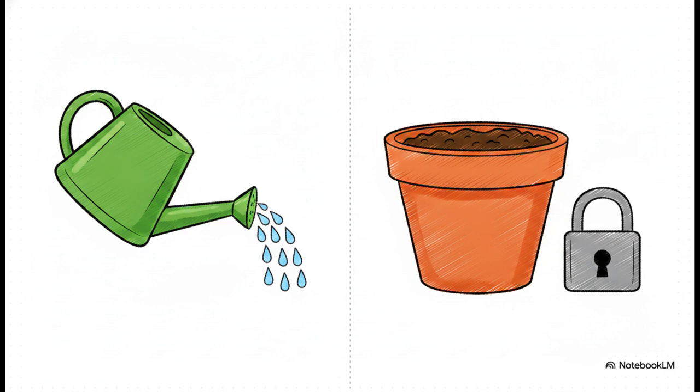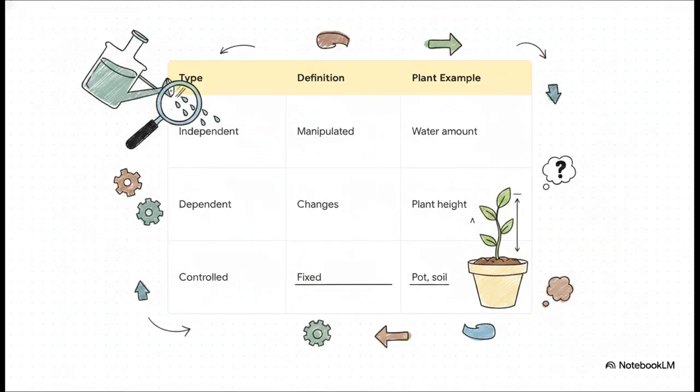Things like the type of pot or the specific soil used. Think about it. If you gave one plant extra water, but you also put it in completely different nutrient-packed soil, well, how would you know if the water caused the growth or if the soil did? You wouldn't. By fixing the pot and the soil, we ensure they don't accidentally ruin our height measurements. Before a scientist ever even touches a beaker or watering can, they create a logical map. It synthesizes the entire experiment by clearly defining what you're going to change, what you'll measure, and what you will keep perfectly still. Mapping out the independent, dependent, and controlled variables from the very beginning, that is exactly how you make sure your final data is completely bulletproof.